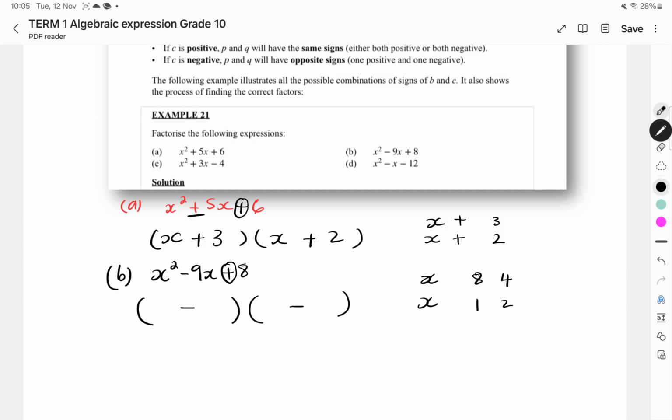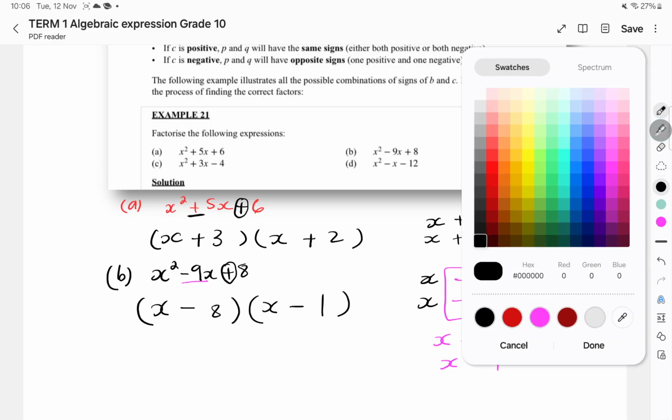Now, I'm looking for factors that when I subtract them, because both of my brackets will be minus, give me the middle term. So which combination gives me minus 9? Obviously, it's this combination. Are we clear? So it will be x minus 8 and x minus 1. So if the last term is positive, it's easy because we just take the sign of the middle and look for numbers that will take that sign and then give us the one in the middle. Are we fine? Good. Let's go to number C.